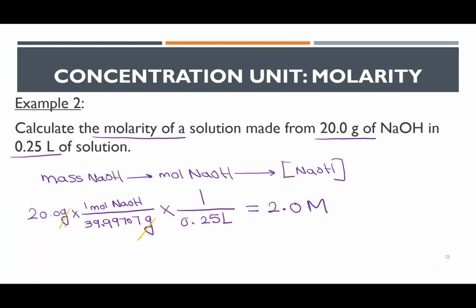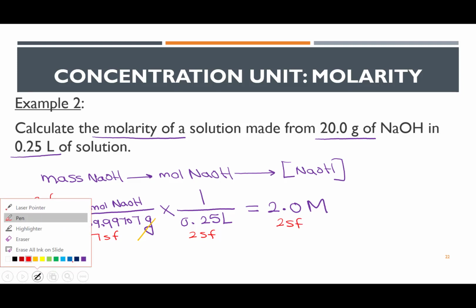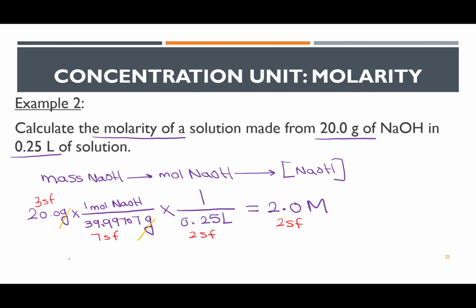But if you think about the sig figs, this number is 3 sig figs, that number is 3, 4, 5, 6, 7 sig figs, and this number is 2 sig figs. That's why you have to put 0.0 to make it 2 sig figs. If you leave it at 2, that 2 will be 1 sig fig, which will be wrong. You have to add a 0.0 to make it 2 sig figs.